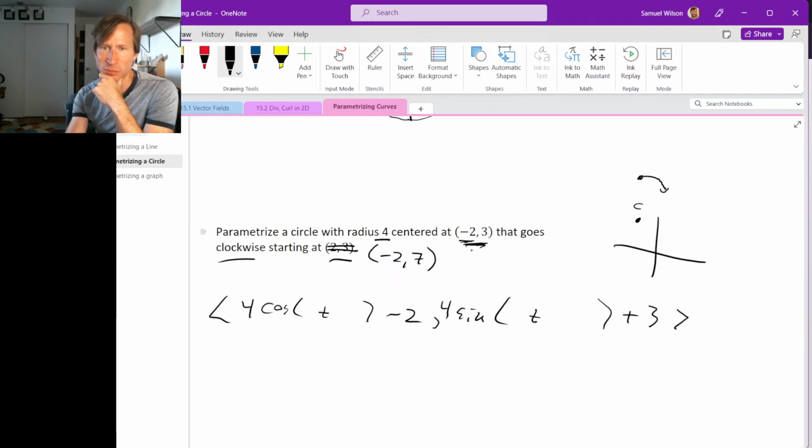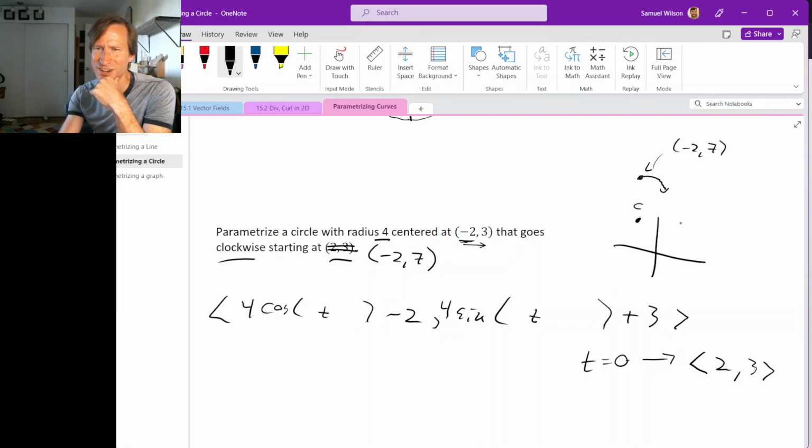So now it's centered around the point that we want it to be centered around, but if we just plug in t equals 0 now, cosine of 0 is 1, so we get 4 minus 2, that's 2, and sine of 0 is 0, so 4 times 0 plus 3, that's 3. Okay, so we aren't starting at -2, 7 the way we have it written. We're actually starting over at this right-hand point. Right? So what can we do?